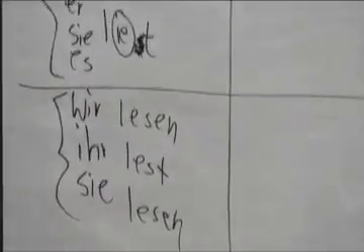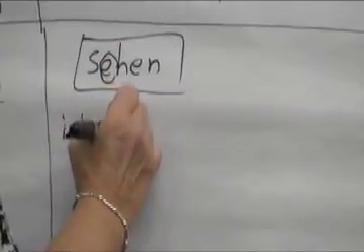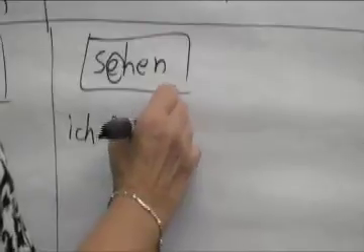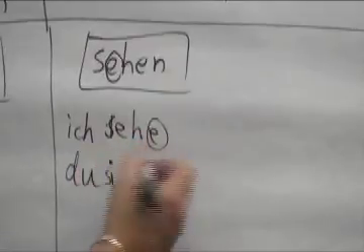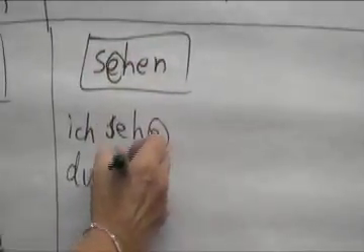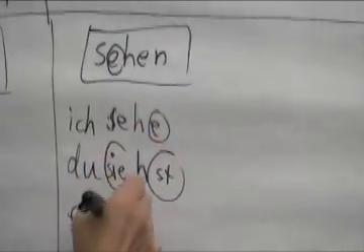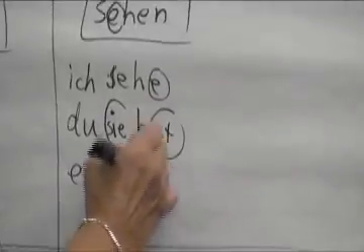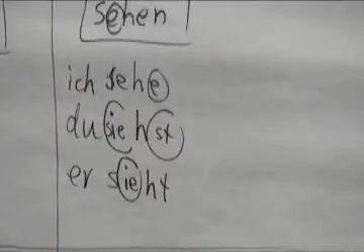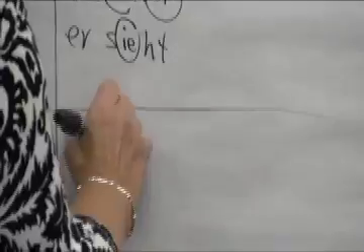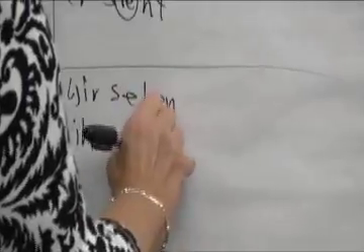Now let's look at sehen, which means to see. Yeah? Again, we know the ich, it's easy. Ich sehe. Du, E to I. But this one also keeps the E. Du siehst. Same for er, sie, es, E to I, keeps the E. HT. Sieht. Alright. Plural, regular. We see, wir sehen, ihr seht, und sie sehen.